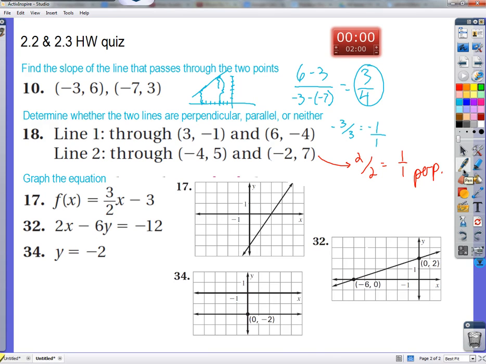Number 17 here. I'm going to assume that you all have internalized the procedure of go down negative 3 on the y-axis, then go up 3 and over 2, and there's your other point. Graph it. Okay? So I'm going to assume that you've got that down. We did it in algebra. We refreshed our memories. We did pretty well in class the other day.